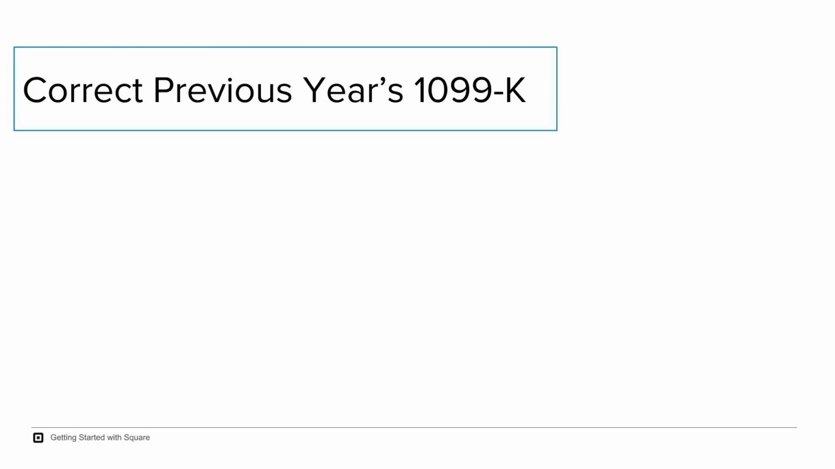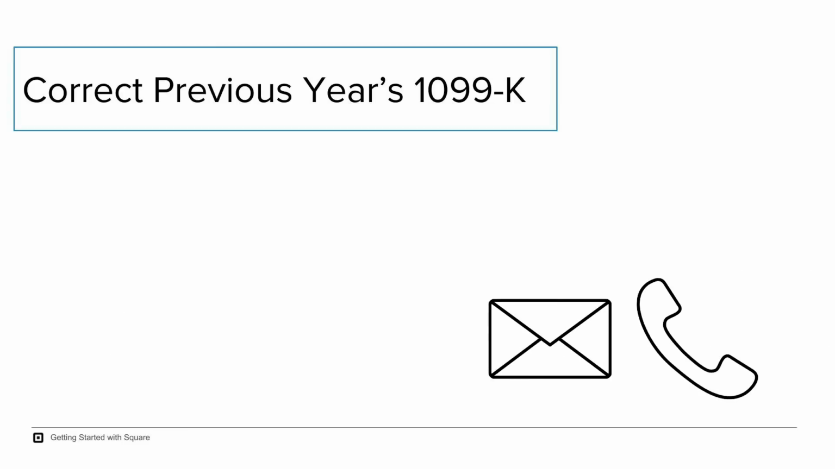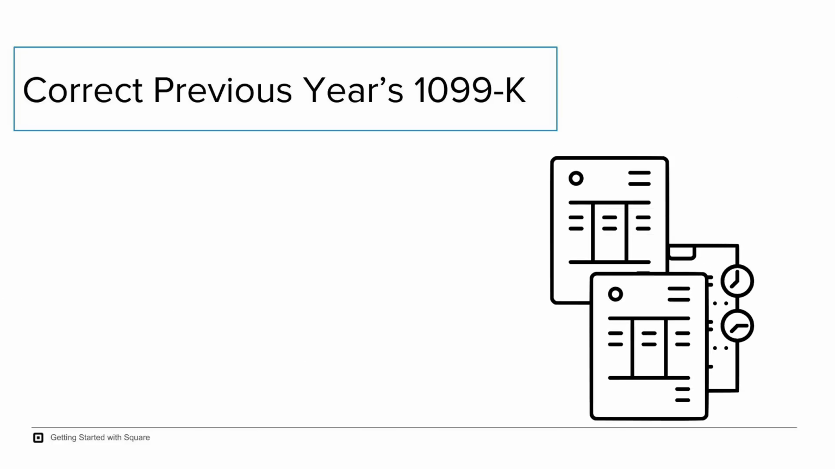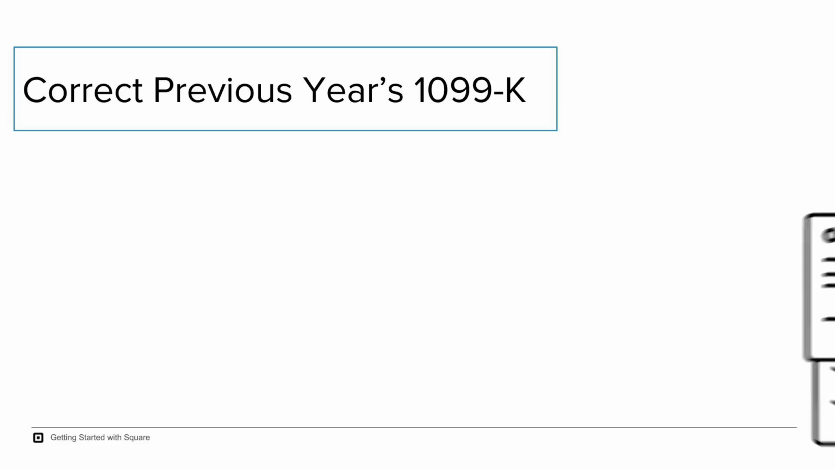Alright, so let's say you missed the window to auto-update your 1099-K, or you need to update your 1099-K for a previous year. In order to update your 1099-Ks for previous years, you'll need to contact us directly. However, I'll go over all the documents we'll need before updating your 1099-Ks to help expedite the process as much as possible. The first step is to update your taxpayer information from your online Square dashboard.